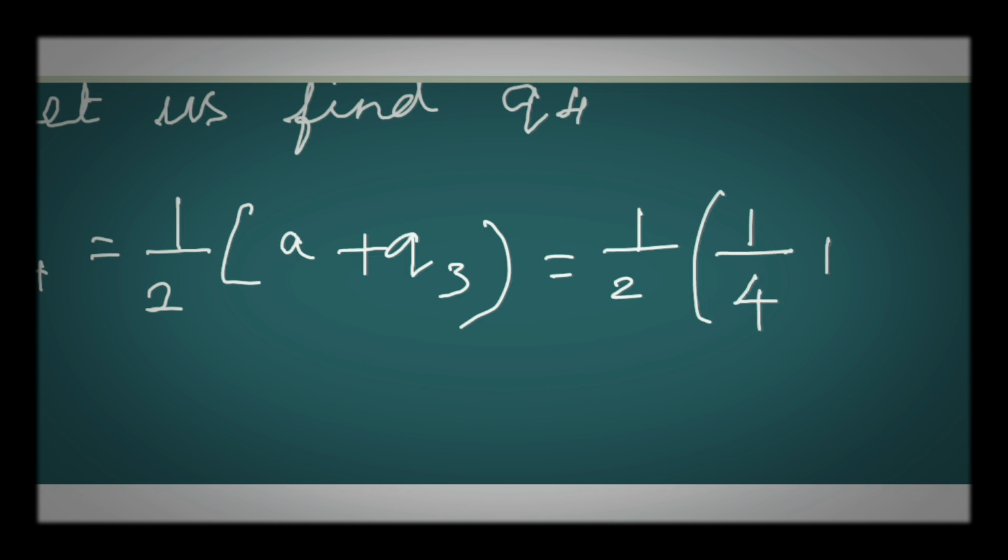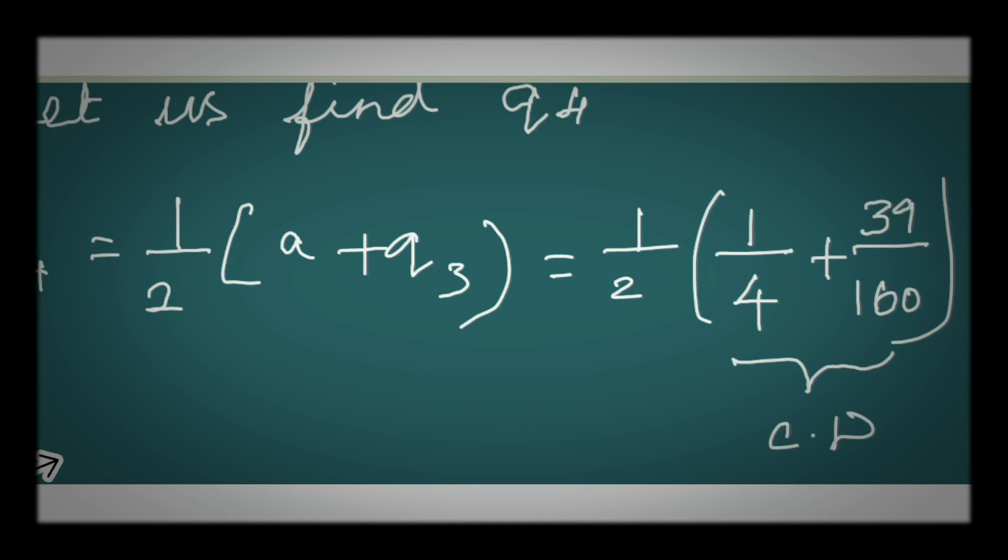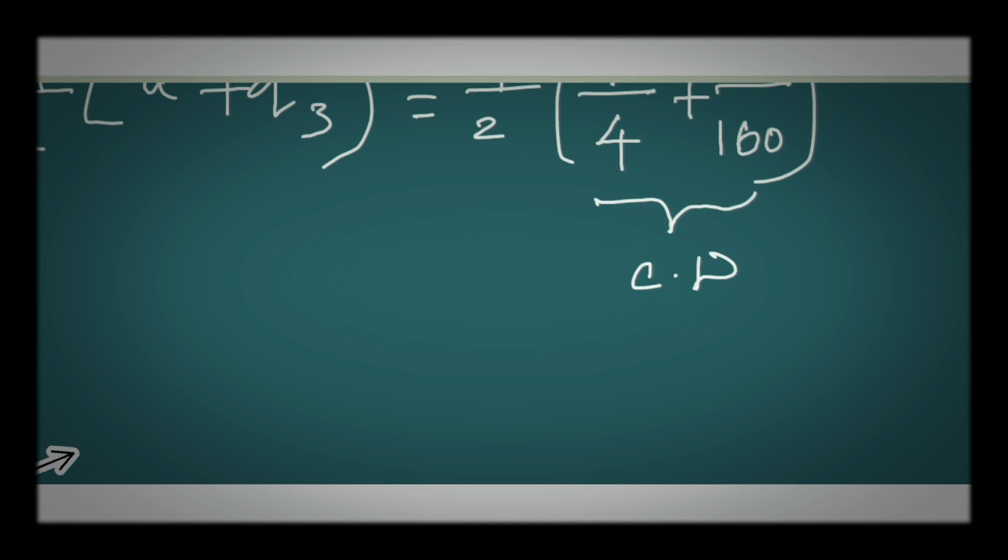Now what is the value of A? It is 1 by 4. And instead of the place of Q3 we need to write 39 divided by 160. That was the value we found for Q3. Just rewind and check with the steps.